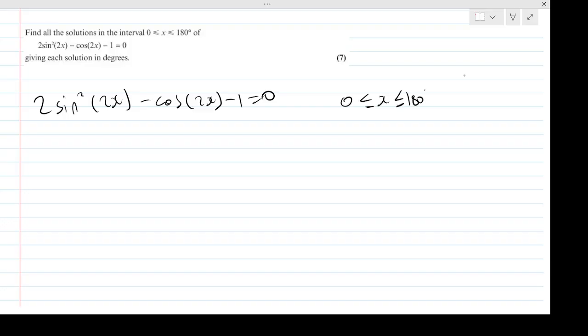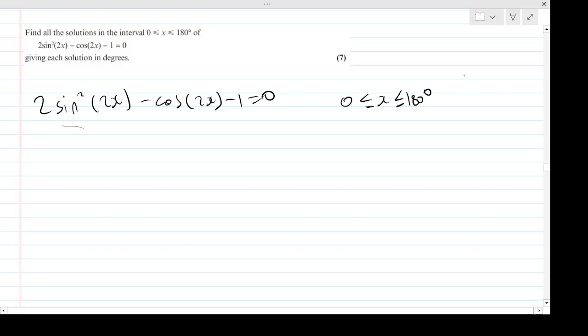Okay, so we got this question here, and here we're asked to find all the solutions in the interval between 0 and 180 for 2 sine squared of 2x minus cos of 2x minus 1 equals 0. Cool. So again, the same sort of situation. We have a squared term and a normal term and then a minus 1, a number. It kind of resembles a quadratic then, right? But again, I have sine and cos. I only want one of the trig functions.